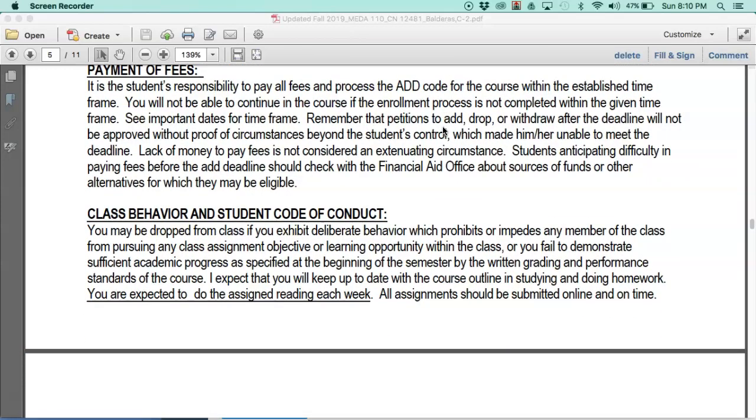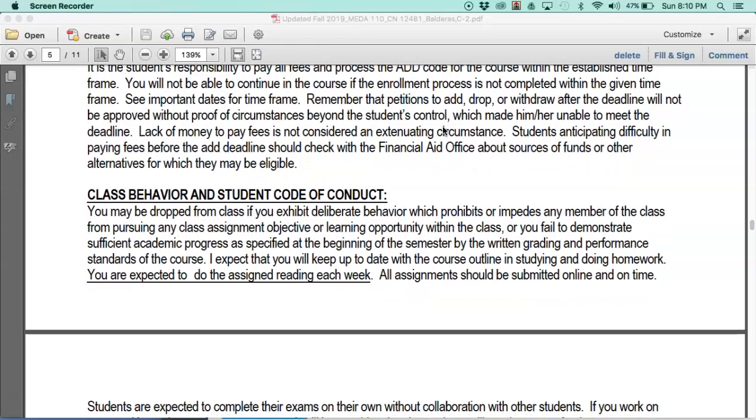Okay, you do need to make sure you pay all your fees. Our new Campus Solutions is having a little bit of glitches, so if you're having issues receiving your financial aid, please let me know. We'll make sure you stay in the class until that gets taken care of. I don't want you to feel like you have to drop because you didn't get your financial aid yet.